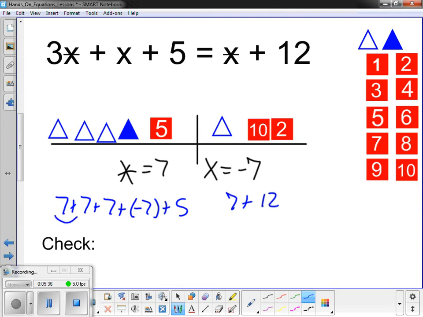Okay, 7 plus 7 plus 7 is 21. Plus a negative 7 plus a 5. 21 plus negative 7 is 14. Plus 5 gives me 19. 7 plus 12 is 19. Both sides equal 19 when I check. That works.